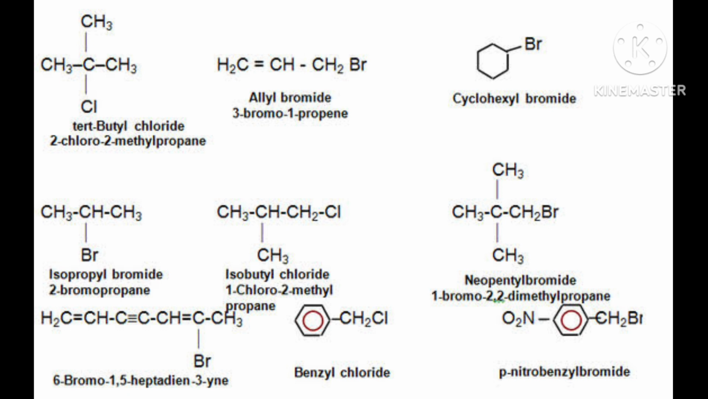Then what will its IUPAC name be? Very easy. You can give carbon numbering from the bromine side. The carbon where bromine is attached is carbon 1, then 1, 2, 3, 4, 5. Then you can write 1-bromo, and with 5 carbons, pentane: 1-bromopentane.